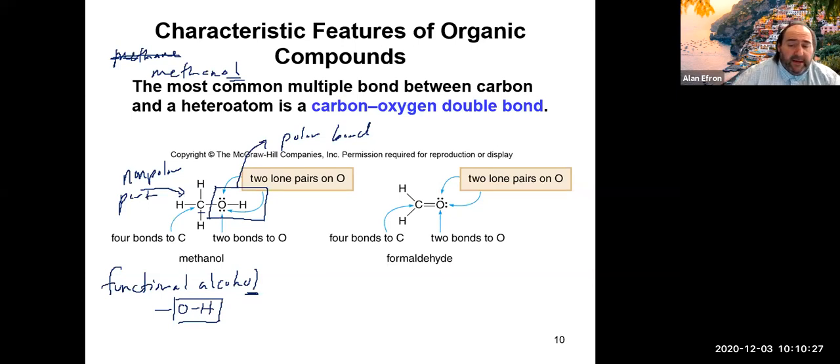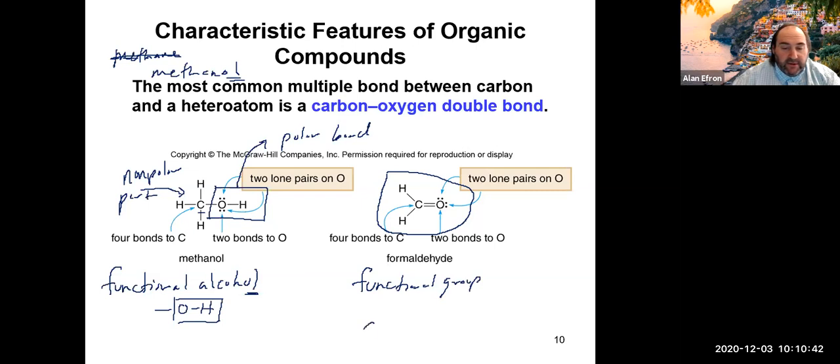If we look to the right here, this is formaldehyde. This is actually another type of organic compound. The functional group here is the carbon-oxygen double bond with the hydrogen. So you can pick whichever side you like here. It's actually that part of it that is the functional group for a type of organic molecule known as an aldehyde.